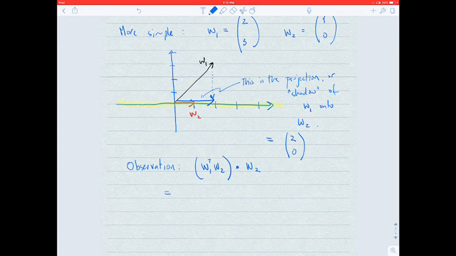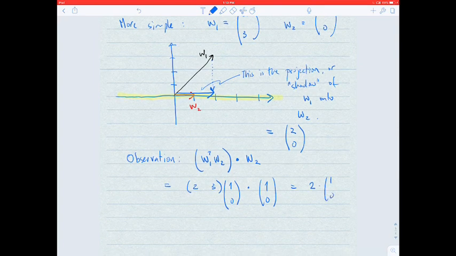So let's do this out. Using our work from above, W1 transpose, I'm going to write the transpose of the column vector as a row vector, (2, 3) times (1, 0). And you can see that this is now a scalar times the vector (1, 0). So this is 2 times the vector (1, 0), which is equal to (2, 0), which exactly agrees with this picture above. Something else I want us to note, however, is let's now suppose that W2 were twice as long, or 3 times as long, or 4 times as long. The shadow shouldn't really depend on the length of W2.